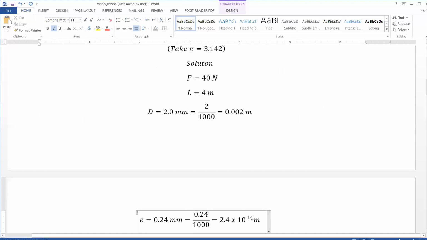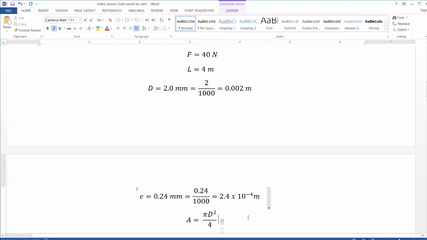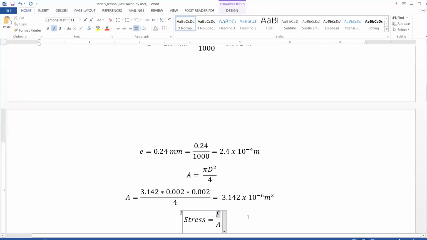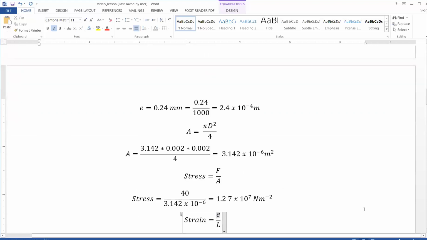The force is 40 Newton, the length is 4 meter, the diameter is 2.0 millimeter. You divide it by 1,000 to make it a meter. And the extension is 0.24 millimeter. You divide by 1000 to make meter. So the first step is for you to calculate the area. After getting the area from this geometric formula, pi d squared over 4, you get the area to this value. Now you use the area to calculate your stress.